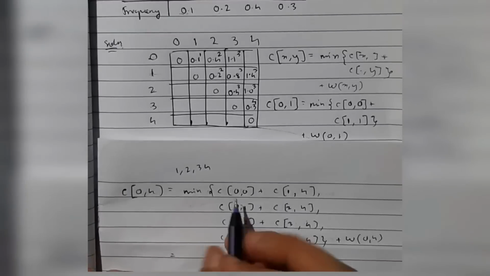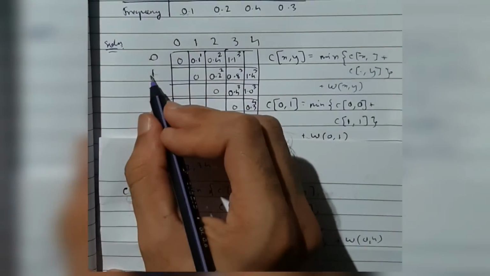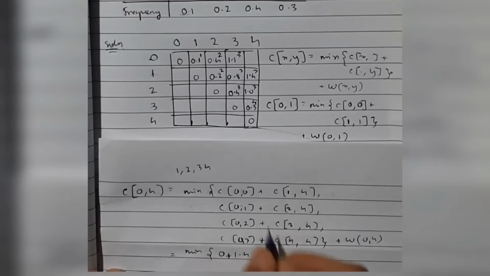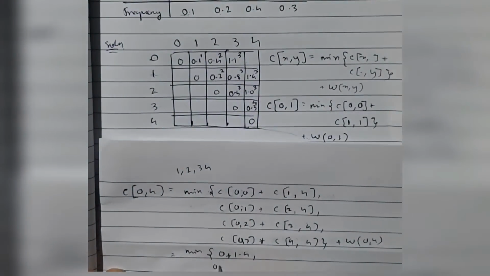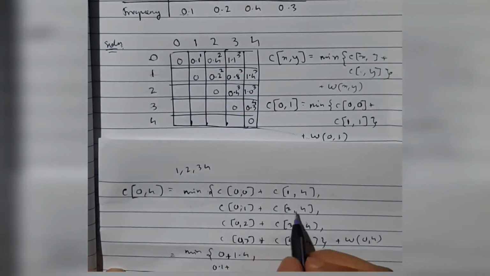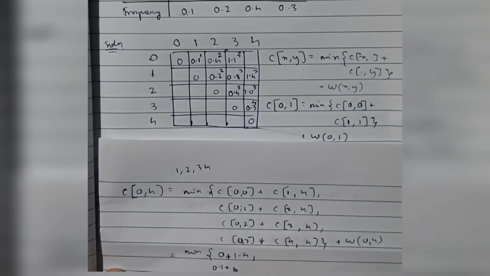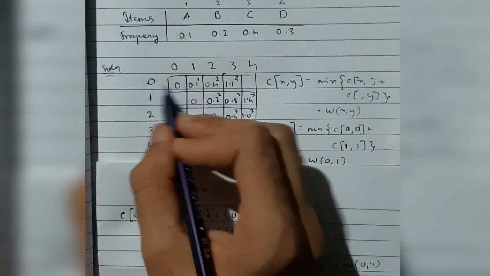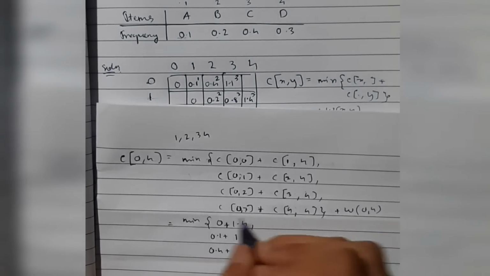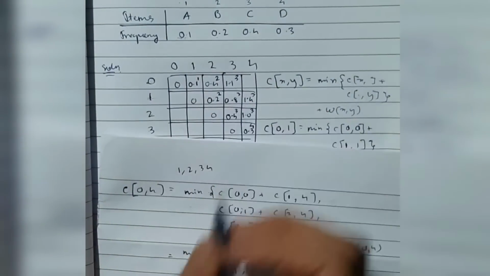Now what is the values of these? Minimum 0, 0 is 0 plus 1 comma 4. 1 comma 4 is 1.4. 0 comma 1. 0 comma 1 is 0.1 plus 2 comma 4. 2 comma 4 is 1, and 0 comma 2, 0.4, and 3 comma 4. 3 comma 4 is 0.3, and 0 comma 3. 0 comma 3 is 1.1. 1.1 plus 4 comma 4 is 0.